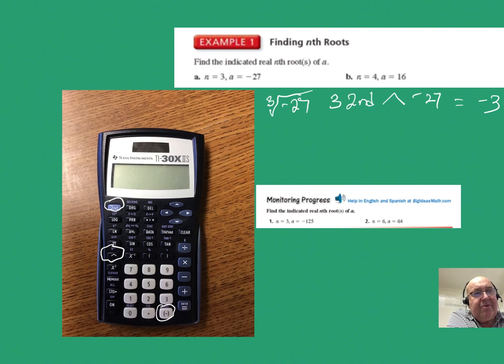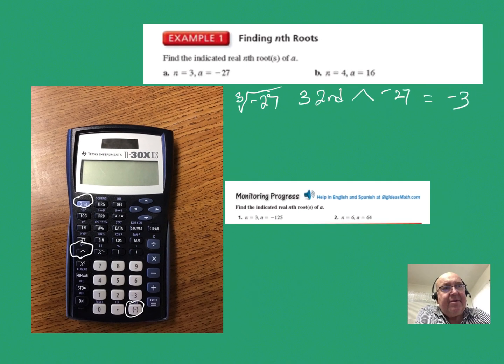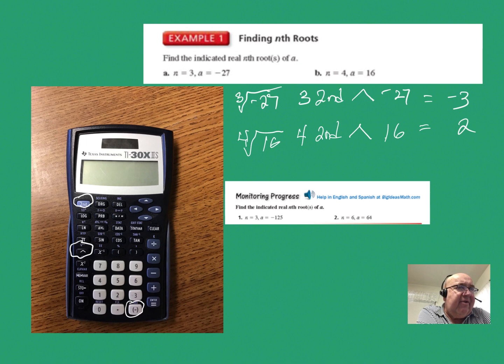Likewise, for problem B, we have the fourth root of 16. So would we go 4? Again, the second button, the inverted V or triangle or angle, and we go 16. The calculator is only going to give you the answer 2, but negative 2 would also be an answer.